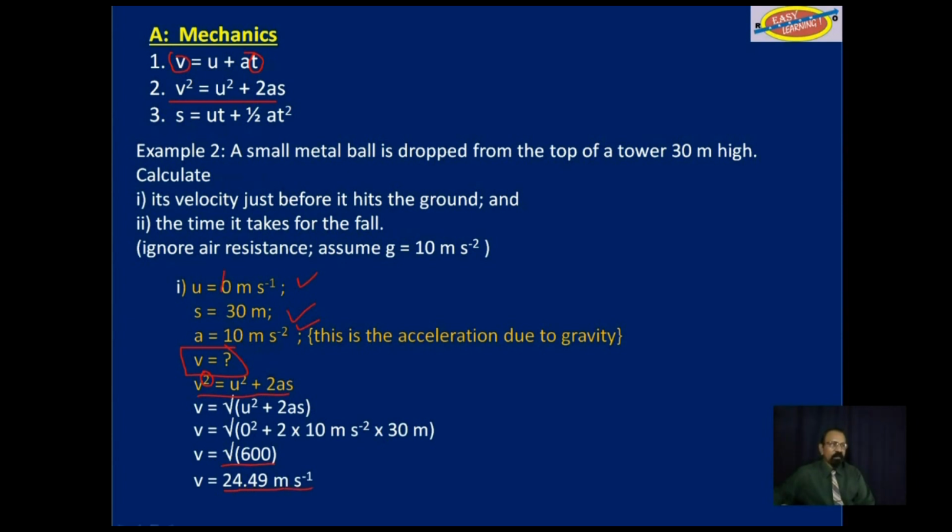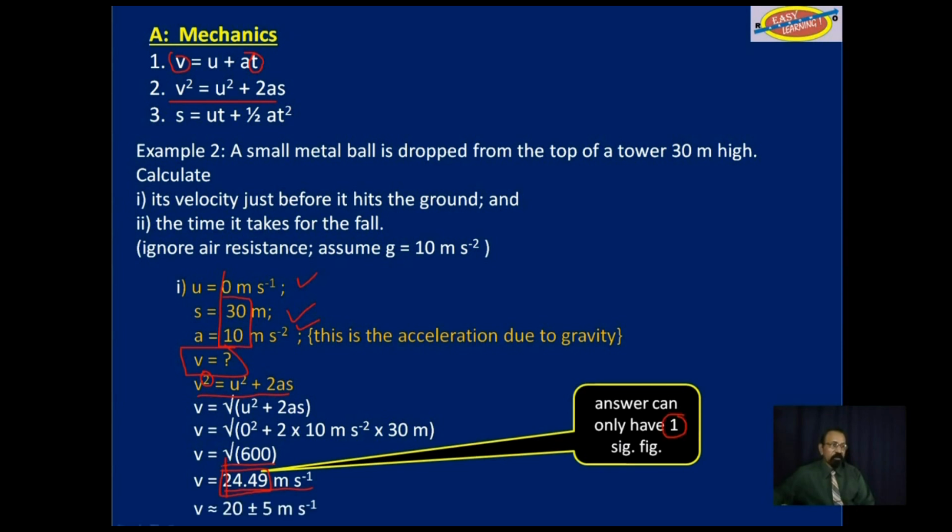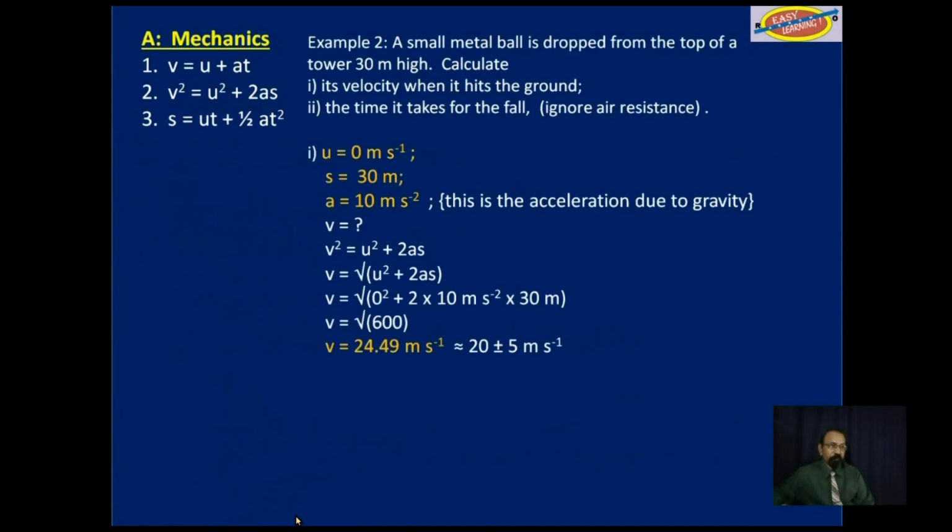Now, all of these numbers that we are working with here have one significant figure. So we cannot leave our answer with 4 significant figures. We have to round off to one significant figure. And so we get 20 plus or minus half of the position where that 20 is, which is in the tens position. So that would be plus or minus 5 meters per second. Now that was the first part of the question, where we got 20 plus or minus 5 meters per second. That is the rounded off answer.